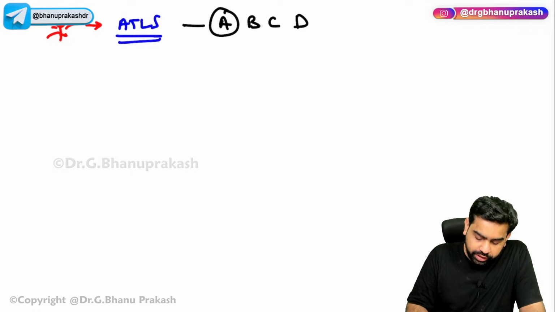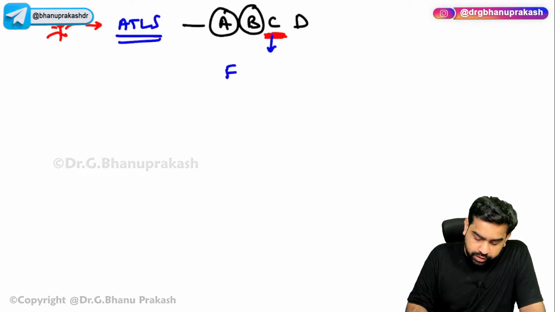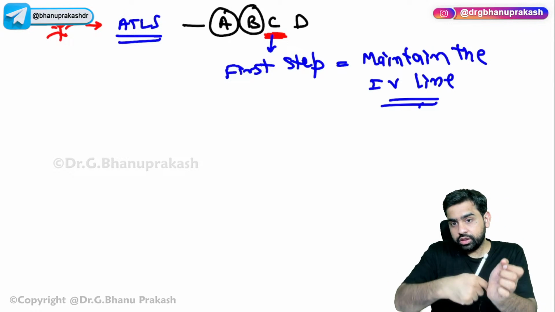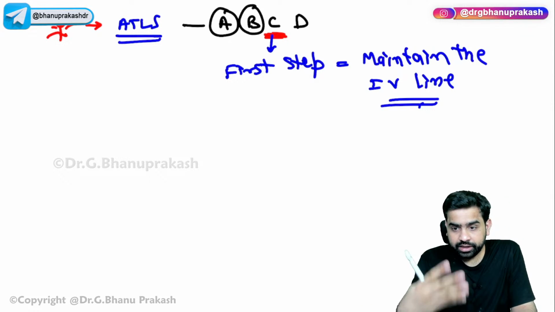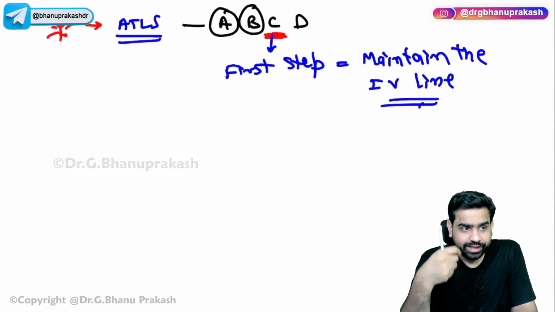So this is A for airway, B for breathing, then C is basically for circulation. When you reach this circulation part, what is the first step? The first step is that you have to maintain the IV line. It means that you have to get the IV access of this particular patient. Do you understand my point? So you have to get the IV access.